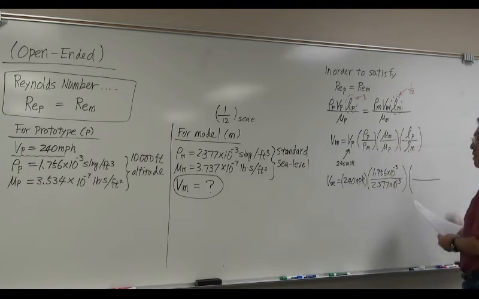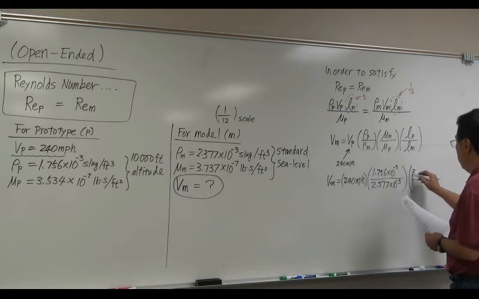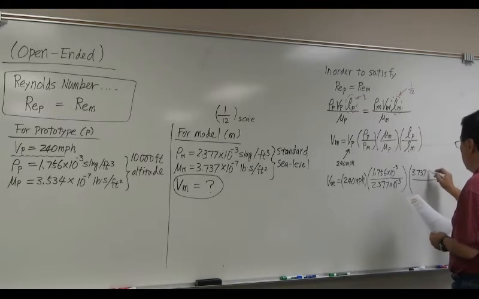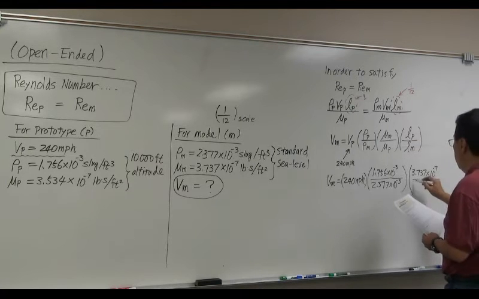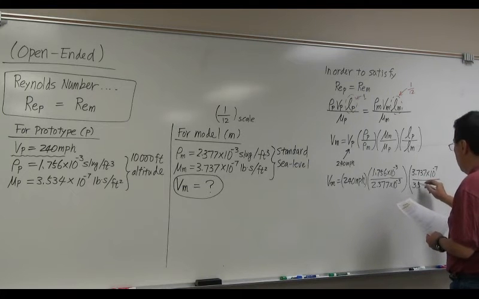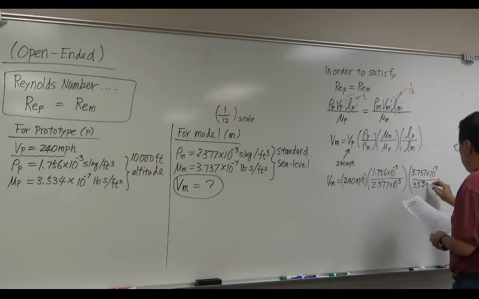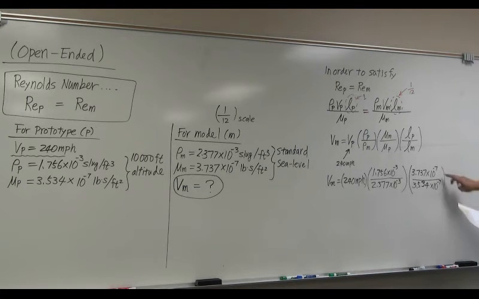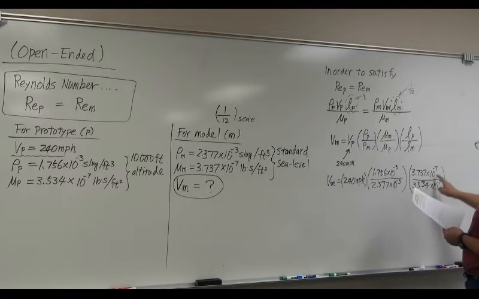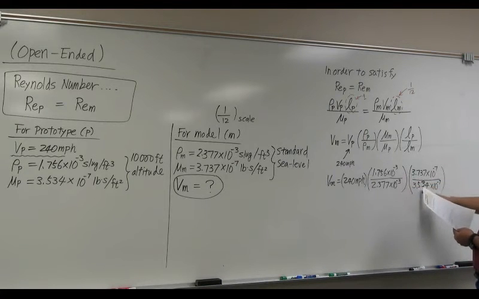Viscosity, model viscosity, 3.737 times 10 to minus 7. Prototype viscosity, 3.534 times 10 to minus 7. Not much difference. By the way, units are pound second per feet squared, but these are ratios, so I'm not going to even write units. Looks like it's not a big deal, not much change. Obviously, this is much bigger as a density. Viscosity doesn't change much.